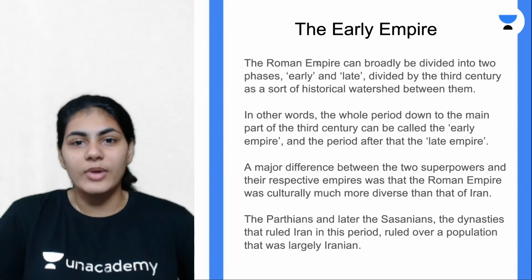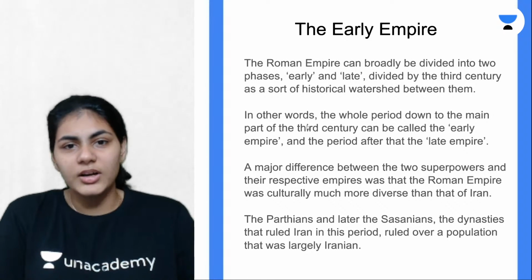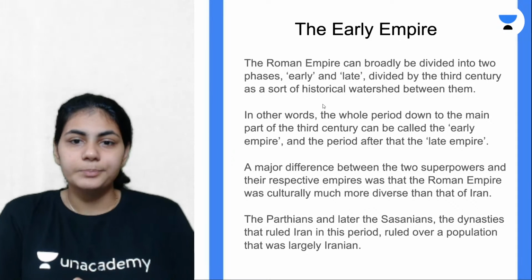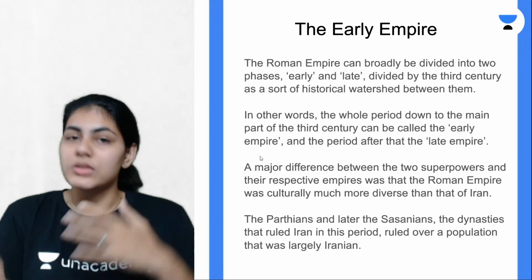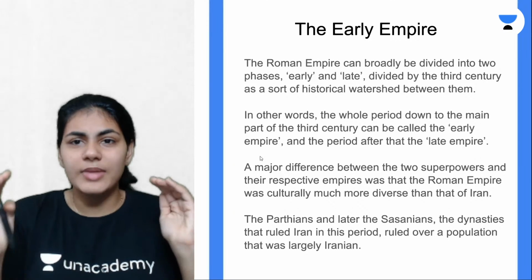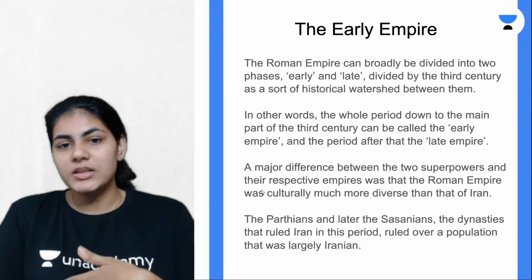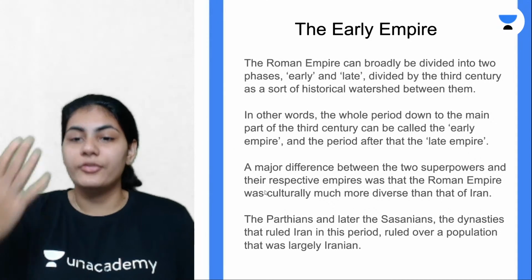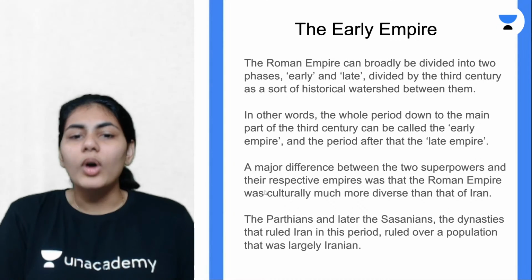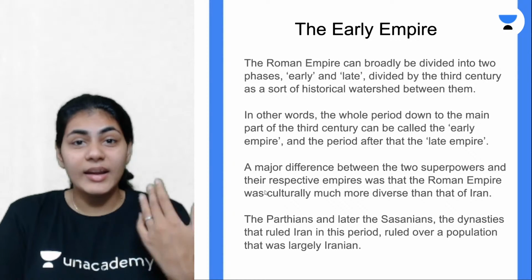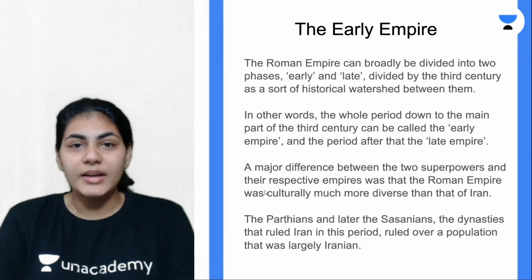So remember that, very, very important. Before 3rd and after 3rd, early and late. Just keep that in mind. So the next two points of the slide will be basically talking about the differences between the Roman and Iranian empires. So what is that one difference? Are there any differences or any similarities between the Roman and Iranian Empire?